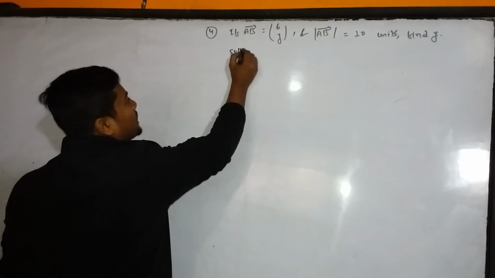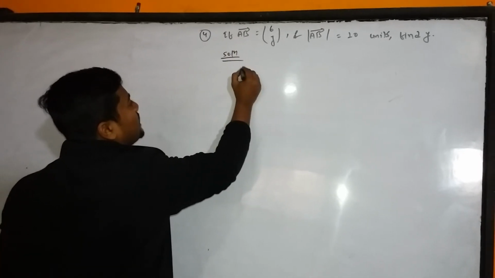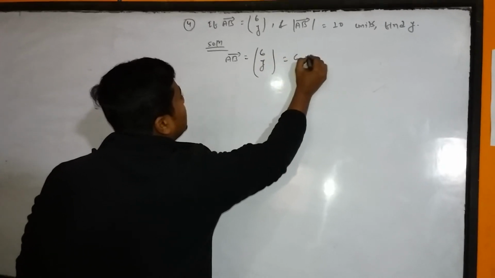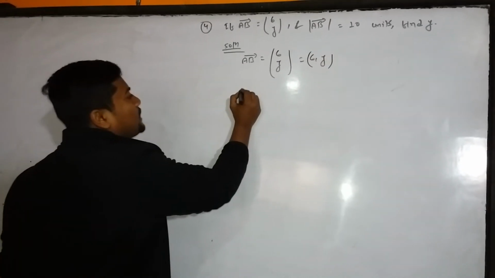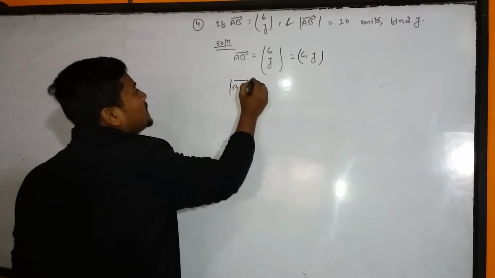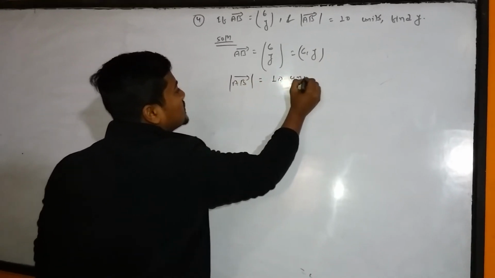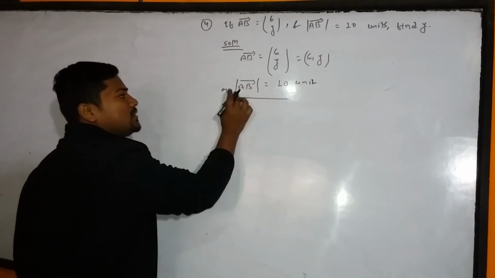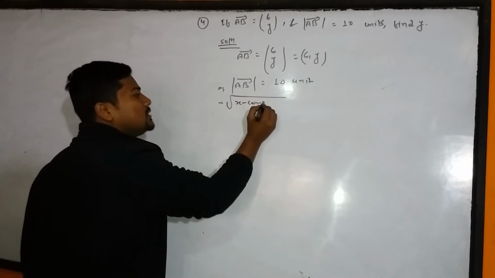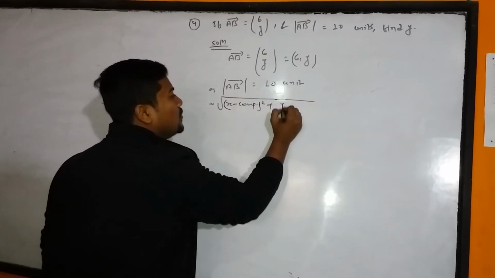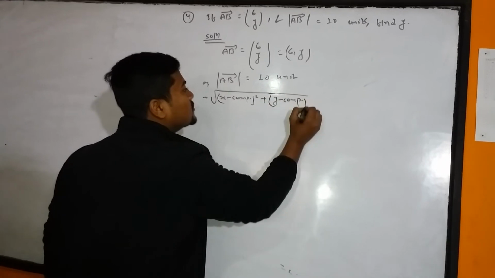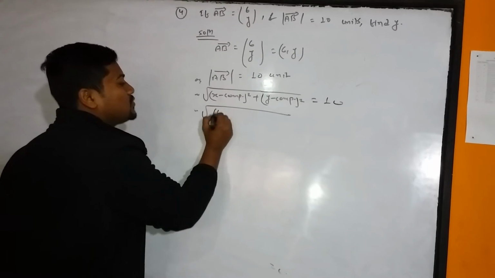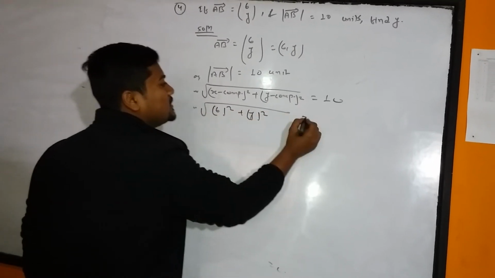Now question number 4. If AB vector is given 6y, you can write 6 comma y also in the form, and magnitude of AB vector is given 10 unit. So now magnitude of AB vector is given, then we can use the formula. The magnitude of AB vector is root of x component whole square plus y component whole square. It means 6 square plus y square is equals to 10.